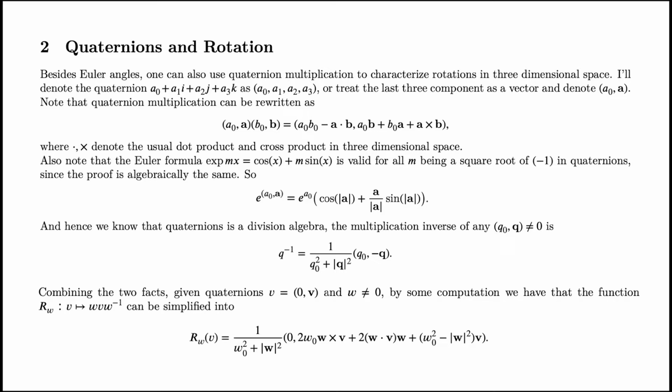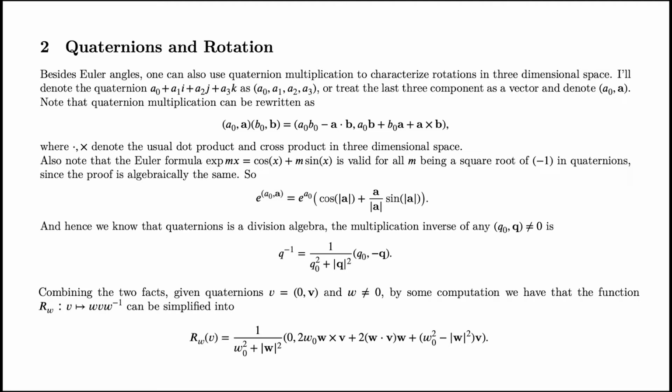In particular, a quaternion with vanishing real part and unit vector part is a square root of -1. So the Euler formula holds and is of this form. By this fact, we know that quaternions form a division algebra, and in fact, the only non-commutative finite-dimensional real division algebra.